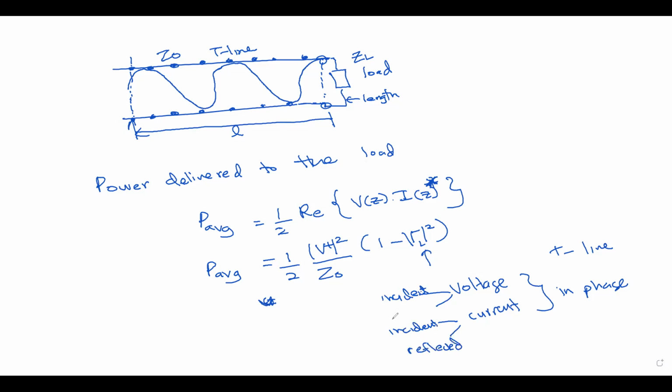These frequencies will be similar between the incident and reflected waves, mainly because the line that we are considering is a lossless line. Because it is a lossless line, the amount of frequency change between the incident and reflected waves is minimal. So both are in phase.